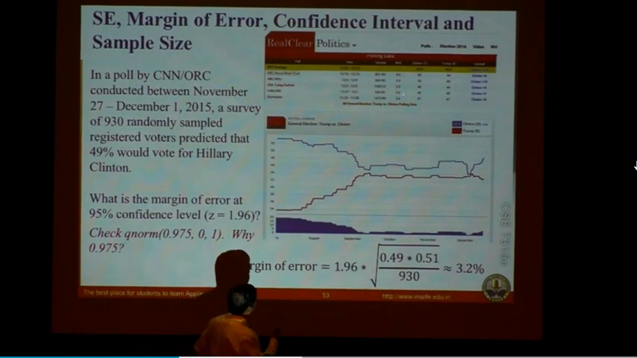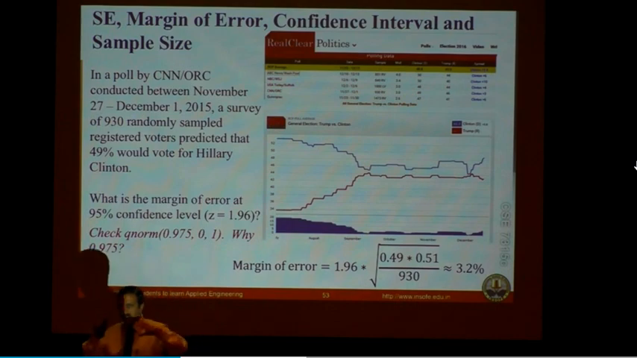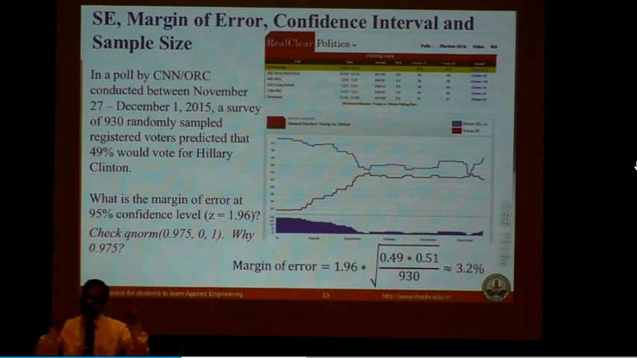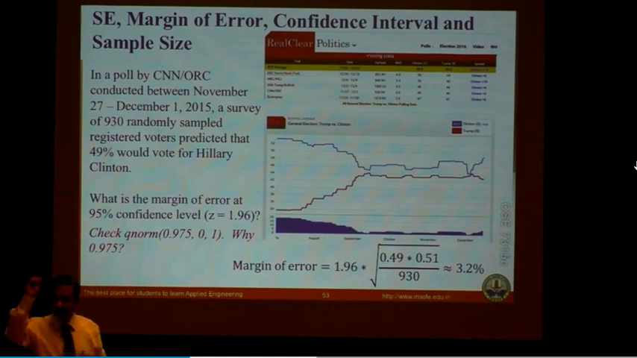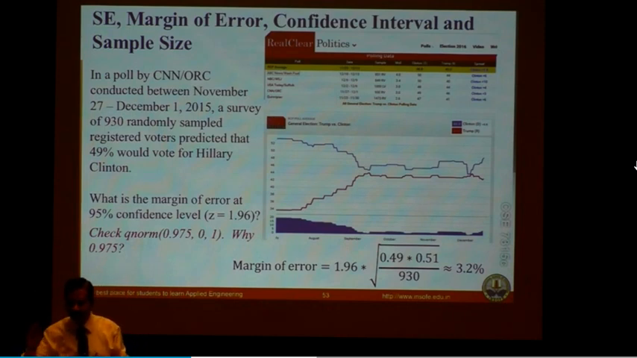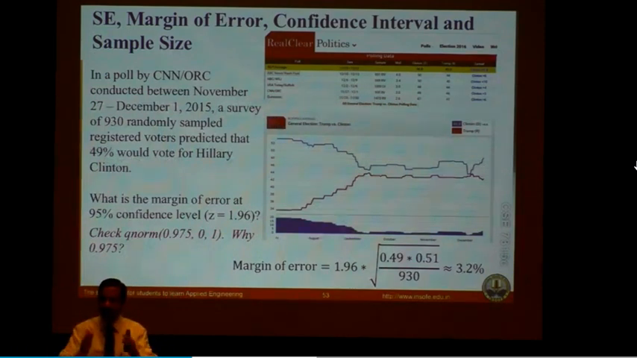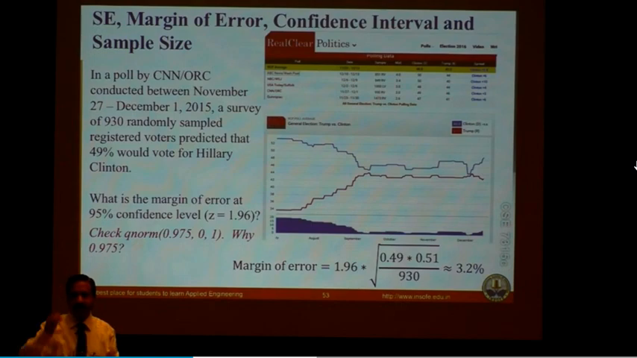CNN ORC says 3%. In election analysis, they normally account for some other factor. The margin of error calculation is exactly the same. If you go to their website, RealClearPolitics, look at the details of how the calculations are done. The margin of error is exactly this. They correct for it with a design correction factor in the US case. That has nothing to do with the statistics that we learned.